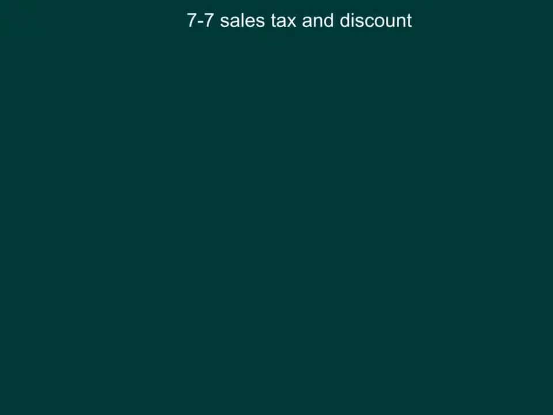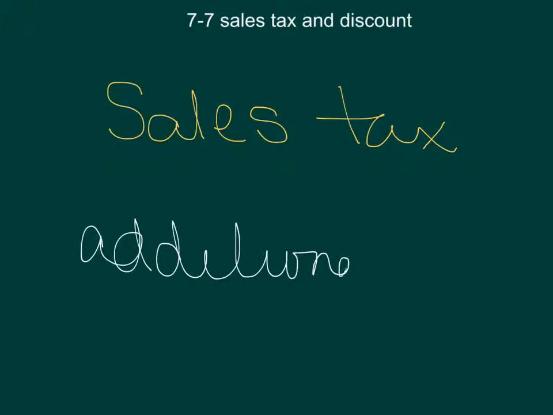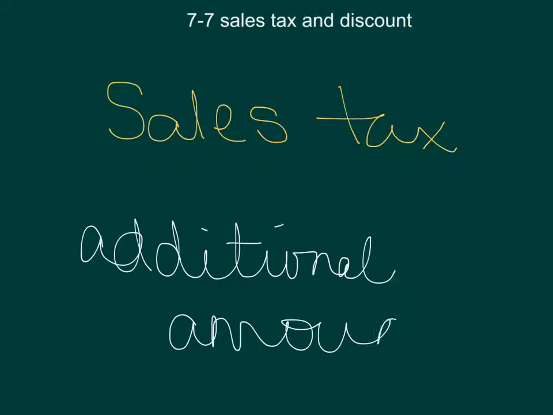Lesson 7-7, Sales Tax and Discount. So when you hear sales tax, you've probably heard this term before. This is an additional amount that is charged to items, and it's typically the tax in the area. So we will see things like 6% and 7%. It is the tax of the particular item that is not included in the sales price.